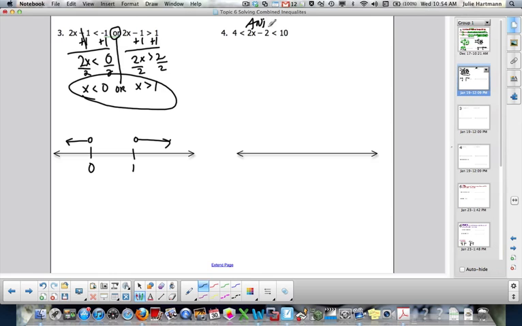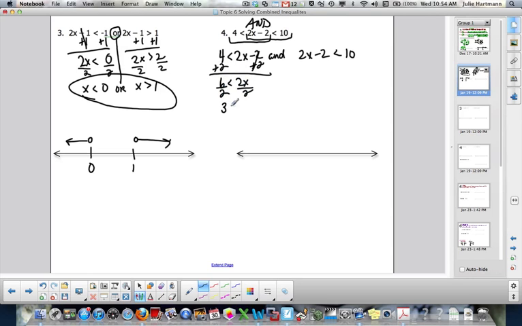Next one. This is an and statement. That's what I was talking about. So we split that up. 4 is less than 2x minus 2, and 2x minus 2 is less than 10. So you take 2x minus 2 is less than 10, and 2x minus 2, 4 is less than 2x minus 2. So that's how you split it up. The 2x minus 2 is on both. Okay, so here you solve, you add the 2, you got 6 is less than 2x, divide by 2, 3 is less than x, or flip that, x is greater than 3. I just flipped the entire thing so I know how to graph it.